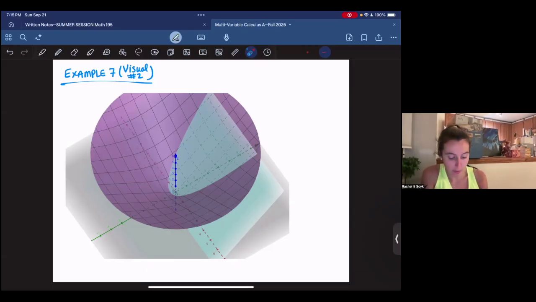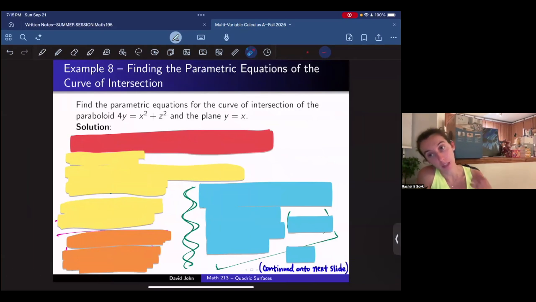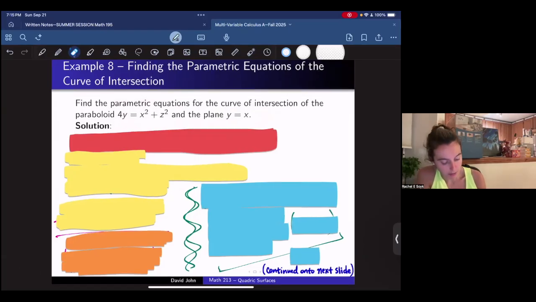Okay, let's do another example. And this is going to be our last example for this lesson. So we have: find the parametric equations for the curve of intersection of the paraboloid 4y is equal to x squared plus z squared, and the plane y is equal to x. So our first step is we know y is equal to x, so why don't we sub this into our 4y equals x squared plus z squared equation. So wherever we see a y, we're going to change it into x.